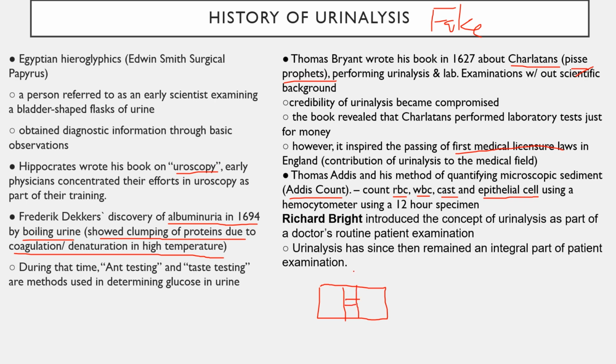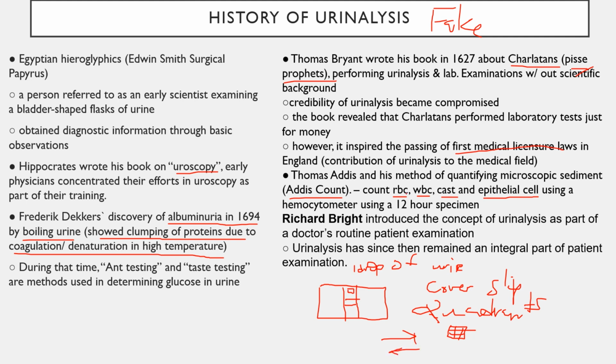What you will do is add 1 drop of urine here. After adding the drop, you place a cover slip. Then there are quadrants, class. When I say quadrants, those are the boxes with squares, like that. You would count from left to right the number of RBC, WBC, casts, and epithelial cells under a microscope. So that's the Addis count.